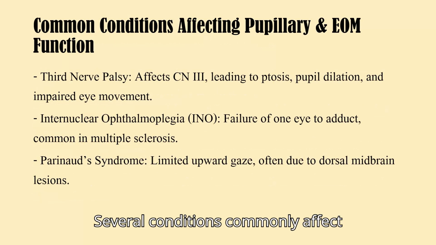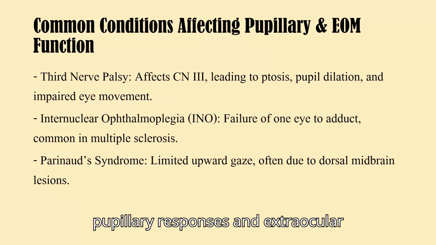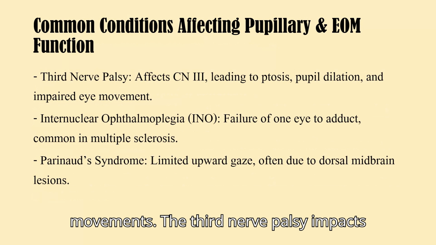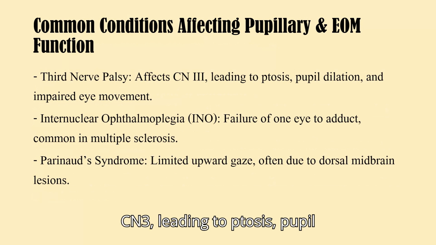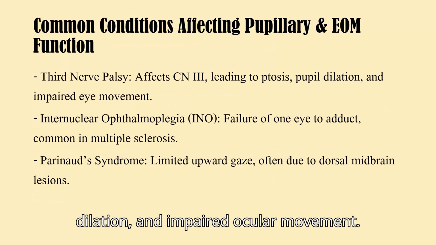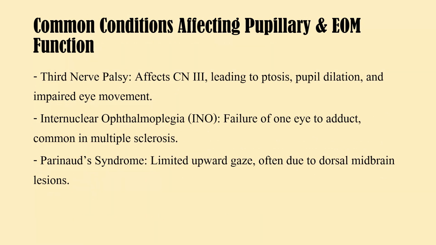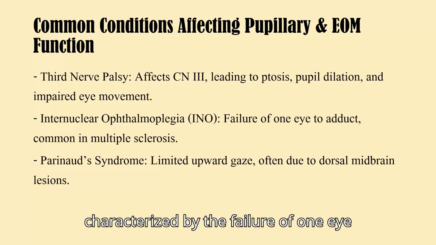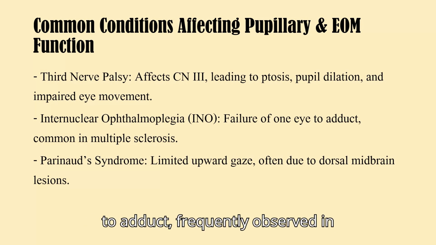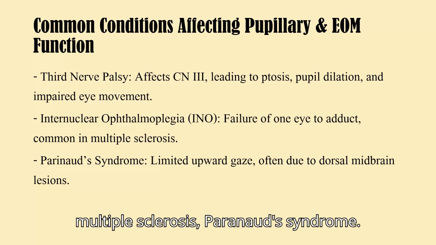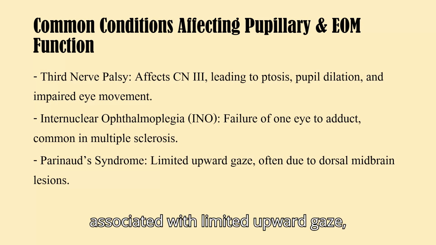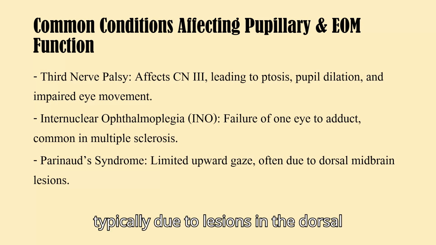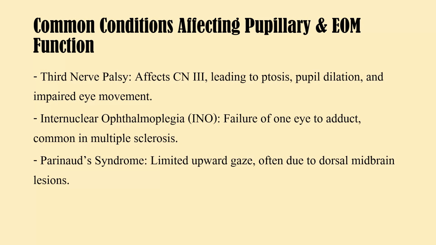Several conditions commonly affect pupillary responses and extraocular movements. Third nerve palsy impacts CN3, leading to ptosis, pupil dilation, and impaired ocular movement. Internuclear ophthalmoplegia, INO, is characterized by the failure of one eye to adduct, frequently observed in multiple sclerosis. Parinaud's syndrome, associated with limited upward gaze, is typically due to lesions in the dorsal midbrain.